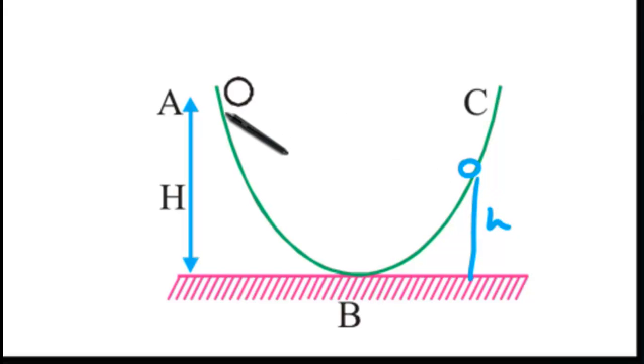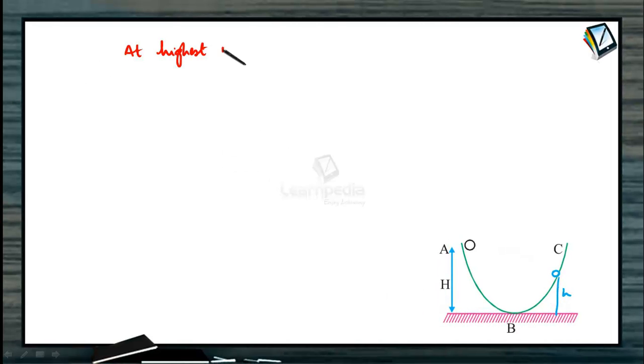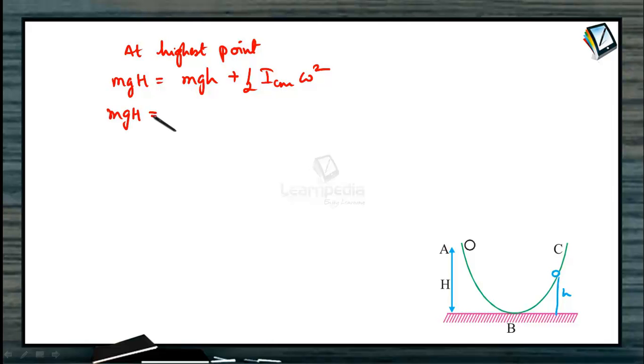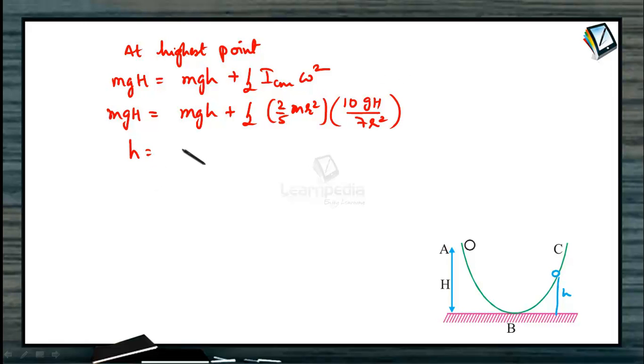So potential energy at this point is m g H, potential energy at the higher point is m g small h, plus half I omega squared as the kinetic energy. So at the highest point, m g H equals m g small h plus half of the moment of inertia about the center of mass into omega squared. This will be written as m g H equals m g small h plus half of 2 by 5 m r squared into omega squared. What is omega? We got it as 10 g H divided by 7 r squared; omega squared is this much. So small h can be written as capital H into 1 minus 2 by 7, that will be 5H by 7. Small h is 5H by 7.